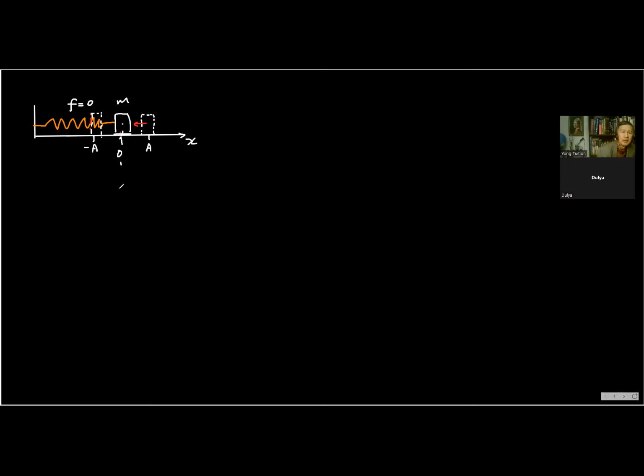So you can imagine, if I draw the time this way, this is the time axis, and this horizontal is the x-axis. Can you imagine what kind of curve we can obtain? So this is negative a, and this is a positive a. If you divide this into 4: 1, 2, 3, 4.